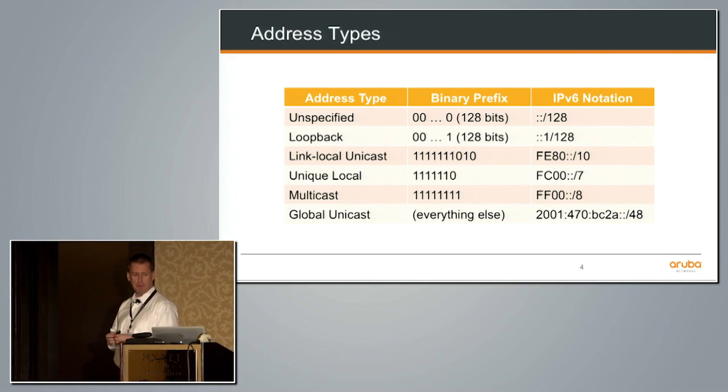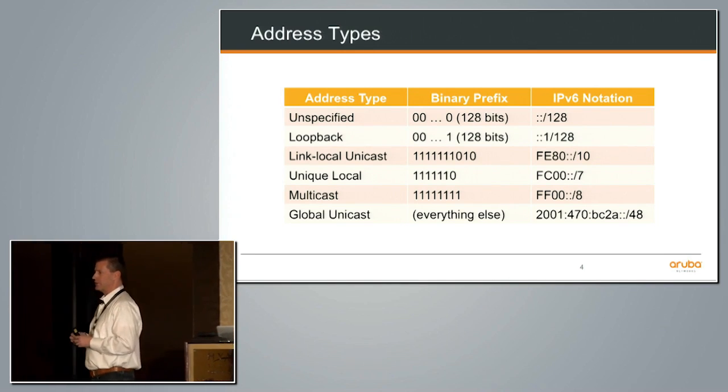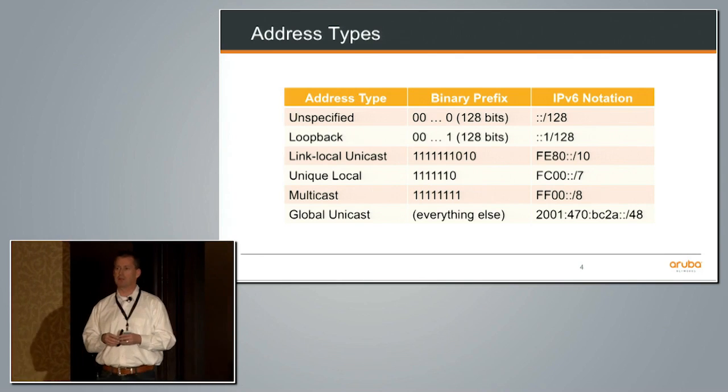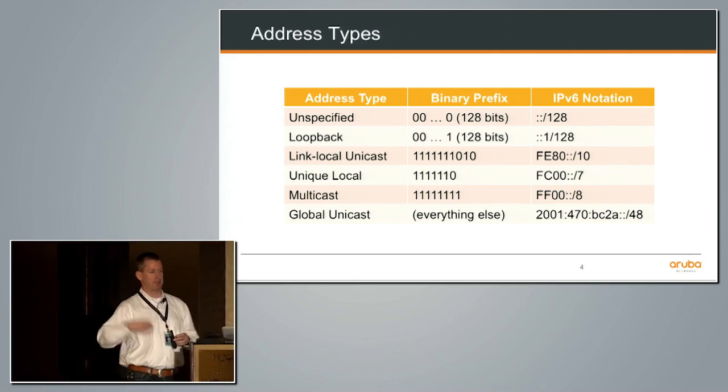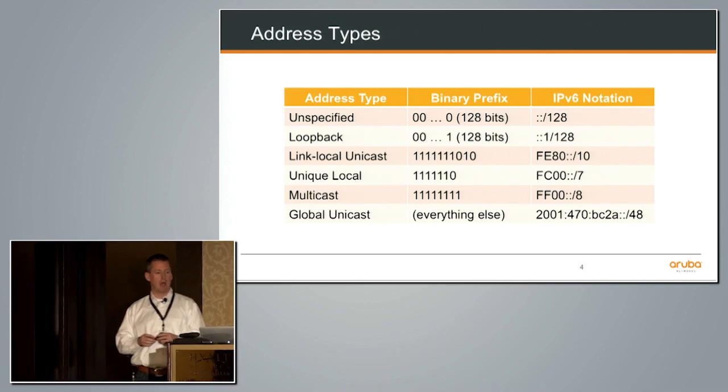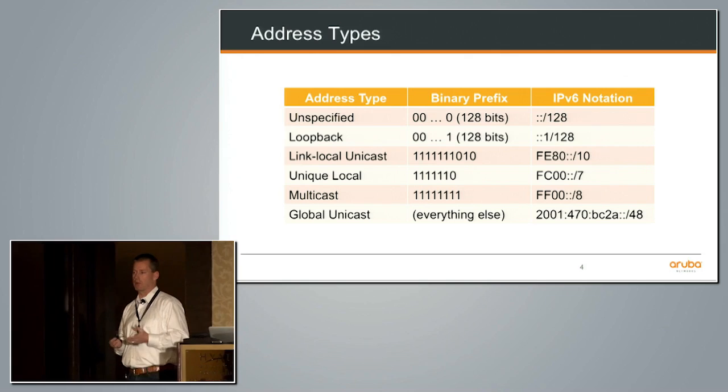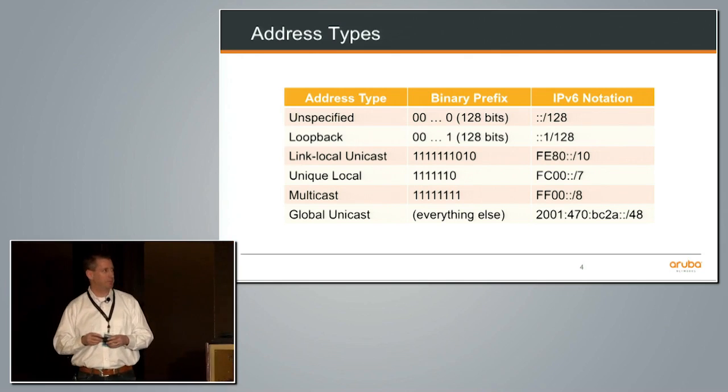There's the concept of unique local. So think of that as RFC 1918 space. It's the address range that I can use non-routable inside my own space. I can route it in my own space, but it's not going to be routable out to the internet. You've got the multicast addresses, and then you've got global unicast, and that's my prefix there on the bottom.